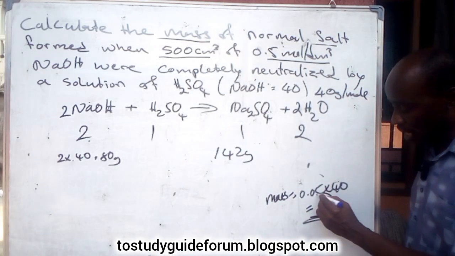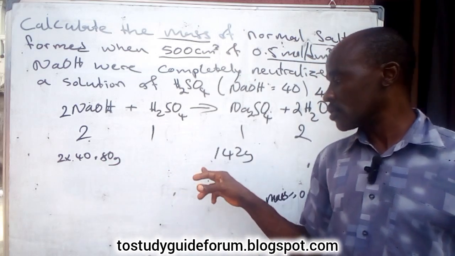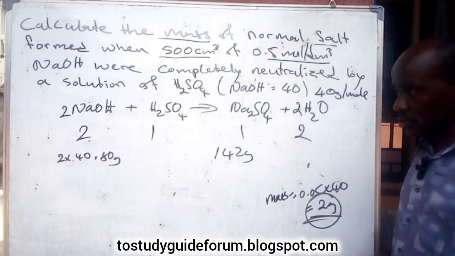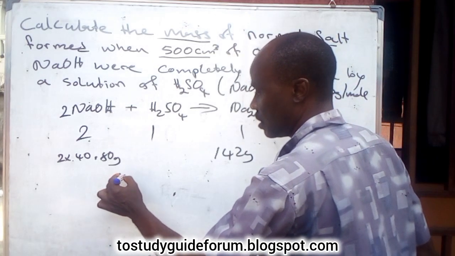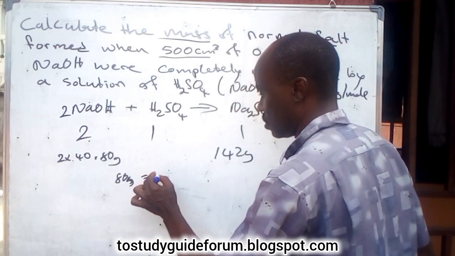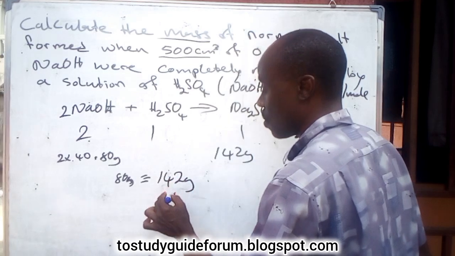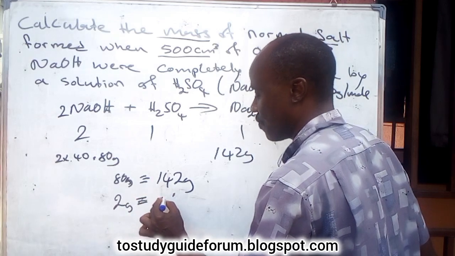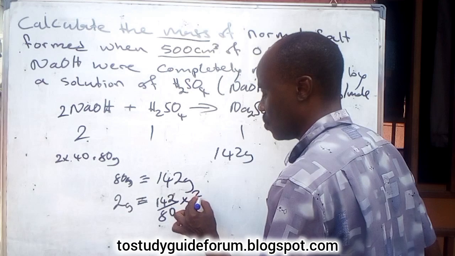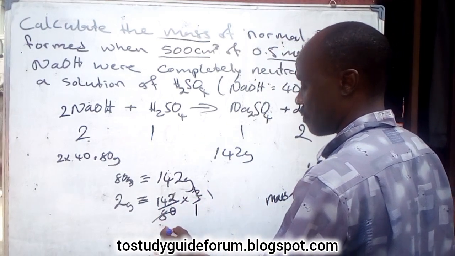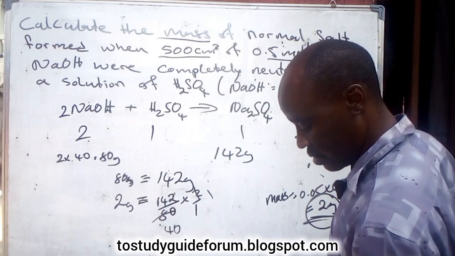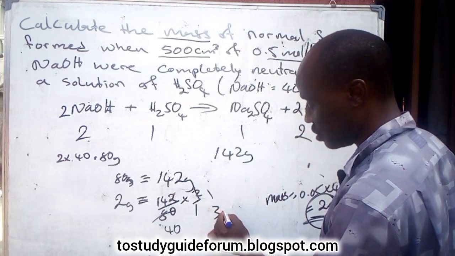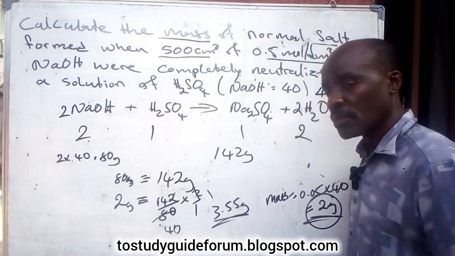Now, based on what we have so far, we say that it's 2 grams. Since 80 grams will give us 142 grams of sodium sulfate, what will this 2 grams give us? We say that 80 grams is equivalent to what? 142 grams. Now 2 grams will then be equivalent to what? 142/80 times 2/1. We have 40 here. So 40 divide, what we have will be what, 3.55 grams. That is what we have here.